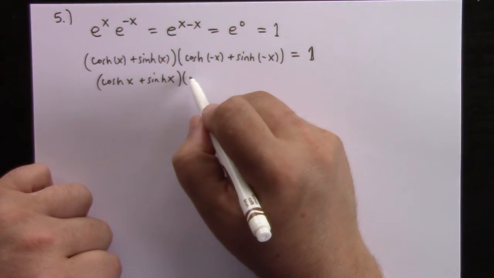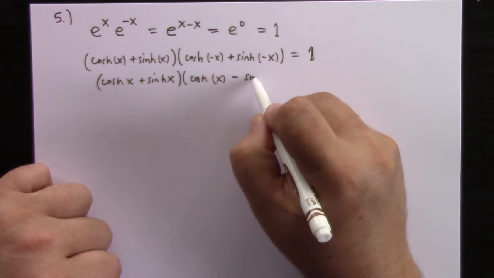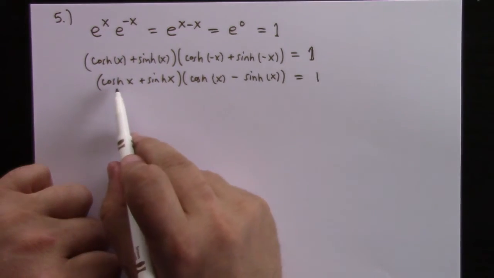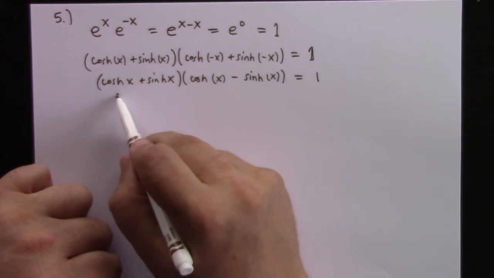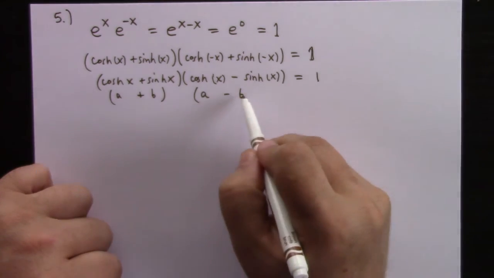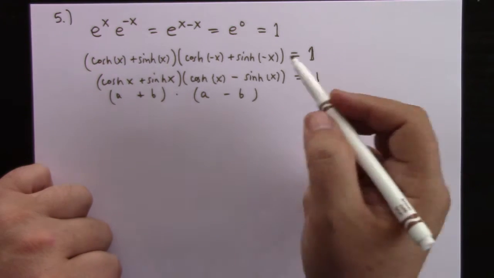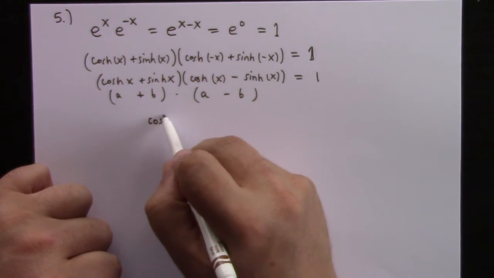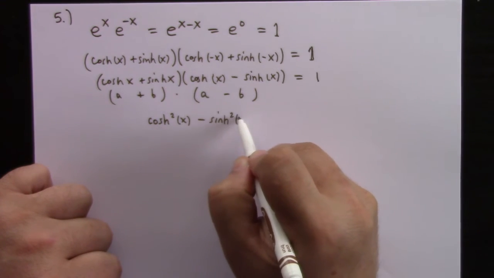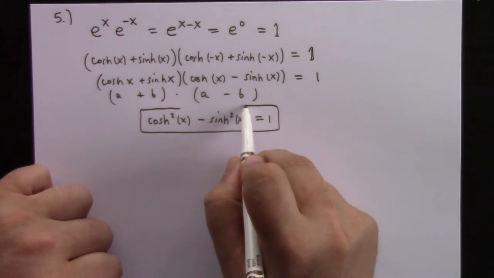That's cosh of x, because cosh is even, and minus sinh of x, because sinh is odd, equal to 1. So what's the pattern here? It's like a plus b times a minus b, the difference of perfect squares. Anyway, you FOIL it out, and what you get is cosh squared x minus sinh squared x is equal to 1. This is the next best thing to the Pythagorean theorem.